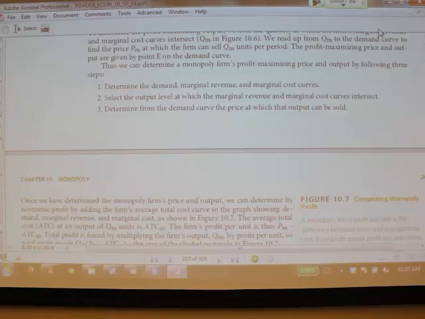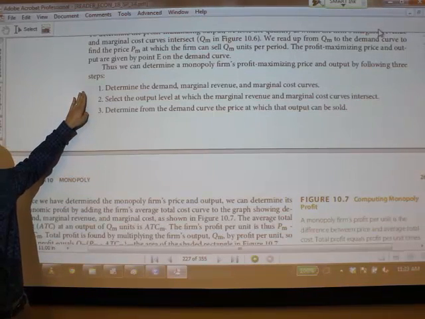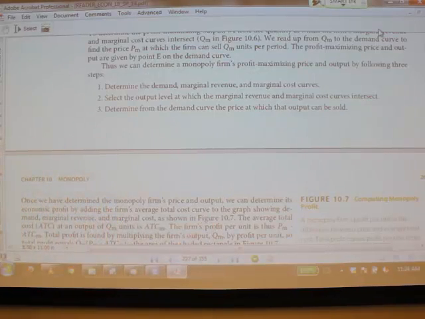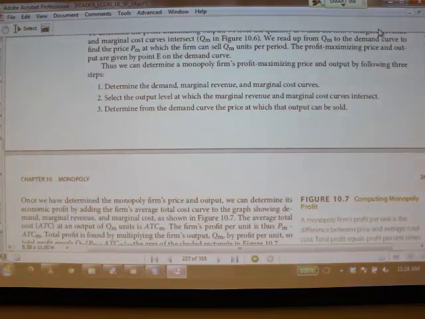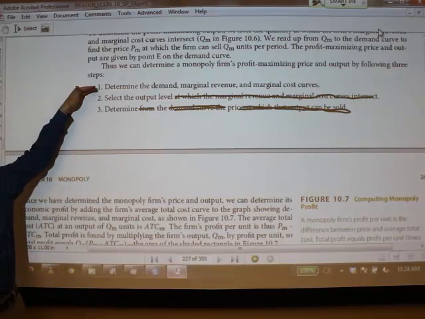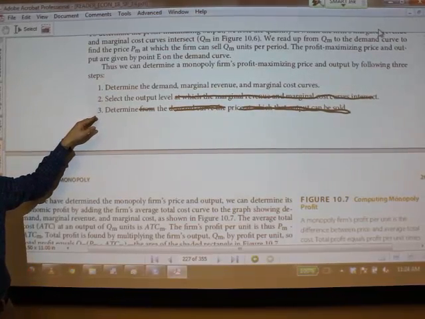There are 3 steps to determine a monopoly firm's profit maximizing price and quantity. And I can even make this shorter. So I'm going to cross off a few things to make you think about this more simply. So first, I can't do anything about that, but 2, select the output level. 3, determine the price. So really there are 3 steps. Determine what the curves are. Select the output level, and then determine the price after you selected the output level.